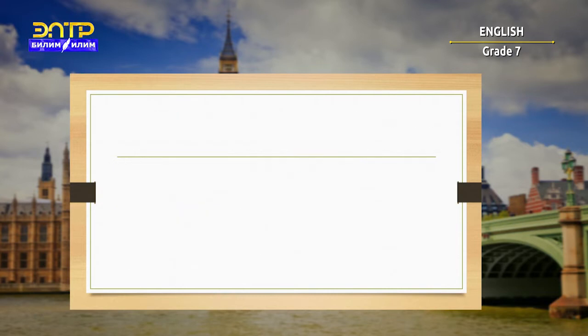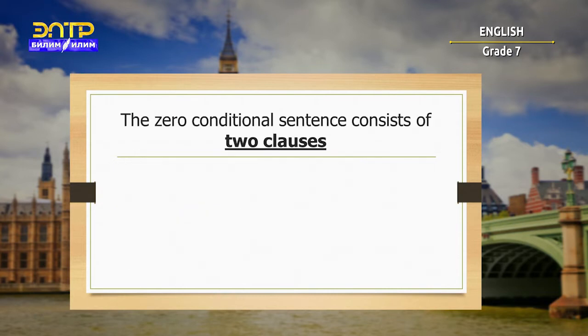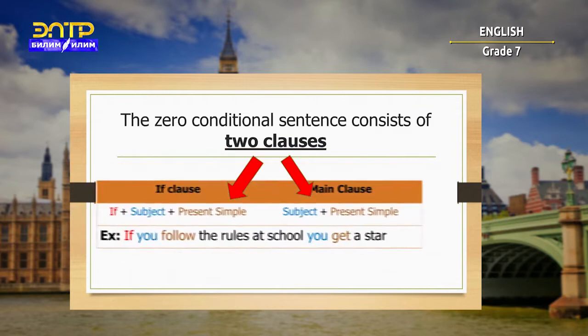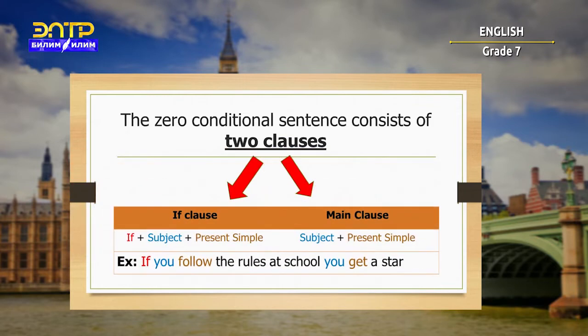Let's proceed further. The zero conditional sentence consists of 2 clauses, as I mentioned before: the if clause and the main clause. The if clause consists of if plus subject plus present simple tense, and the main clause is subject plus present simple tense. For example, if you follow the rules at school, you get a star.